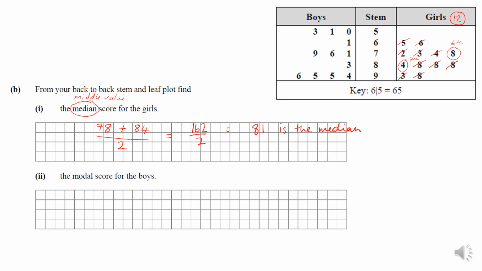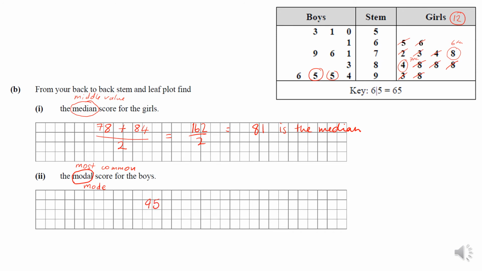Okay, part 2 says what is the modal score for the boys. Now you need to know what mode or modal refers to, and that means the most common. So looking at the boys' data, the only place that I see repetition is this 95 and this 95. There are 2 of them. There's only one of each other value. So the modal mark there is 95.